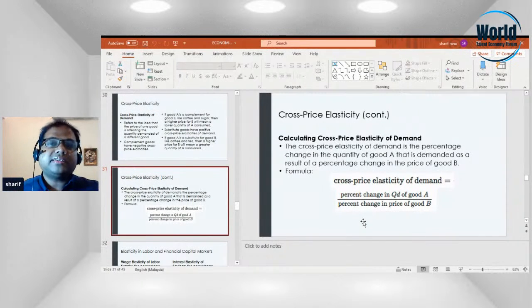Calculating cross price elasticity of demand. The cross price elasticity of demand is the percentage change in the quantity demanded of good A as a result of a percentage change in the price of good B. So it is the percentage change in quantity demanded for good A divided by the percentage change in price of good B.